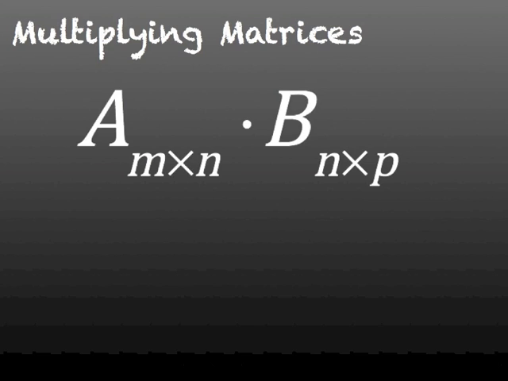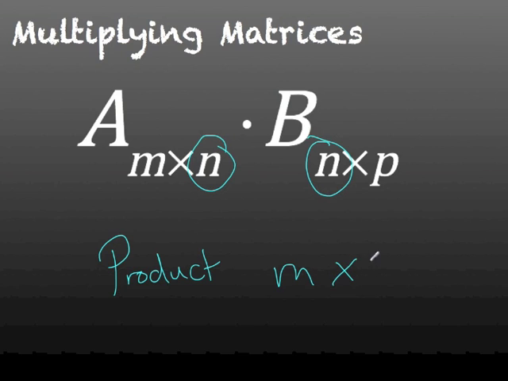So here's the trick to multiplying matrices. We need to know that the number of columns in the first matrix match up to the number of rows in the second matrix. And as long as they do, we can also determine how large our product will be. So we can only multiply if these two numbers are the same. And we know that their product will be a matrix of size m by p. It will have m rows and p columns.